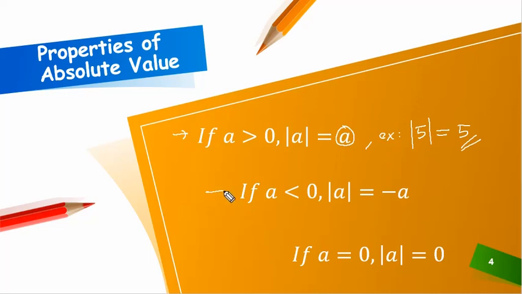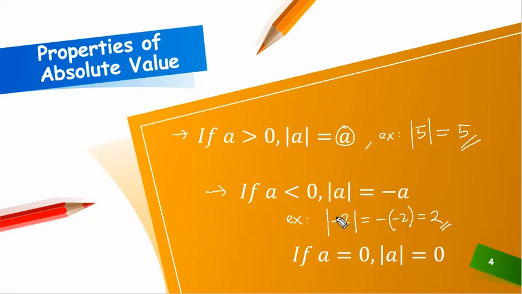The next property is that if A is less than 0, which means that it's a negative number, then the absolute value of A is the negative of the negative number. Let's say the example: the absolute value of negative 2 is the negative of negative 2, which is 2. So it becomes positive.